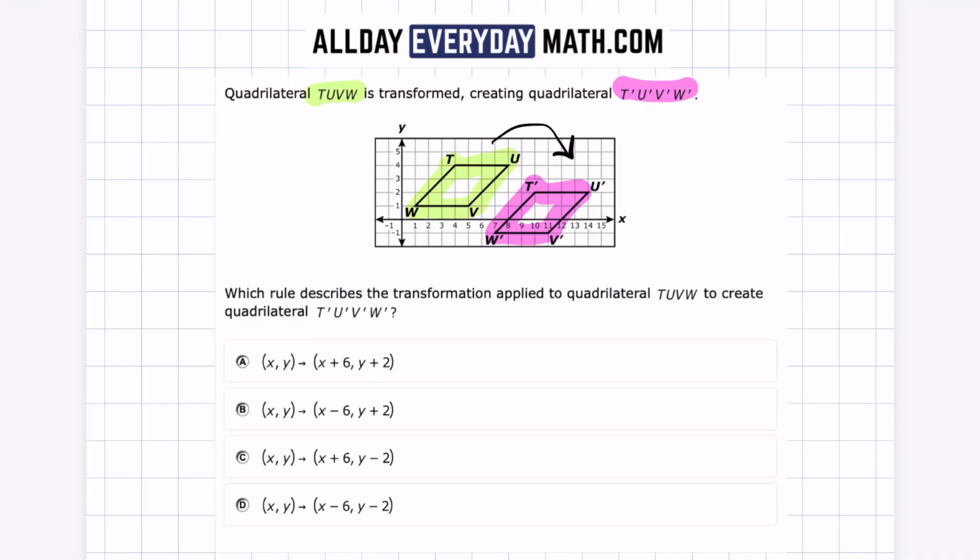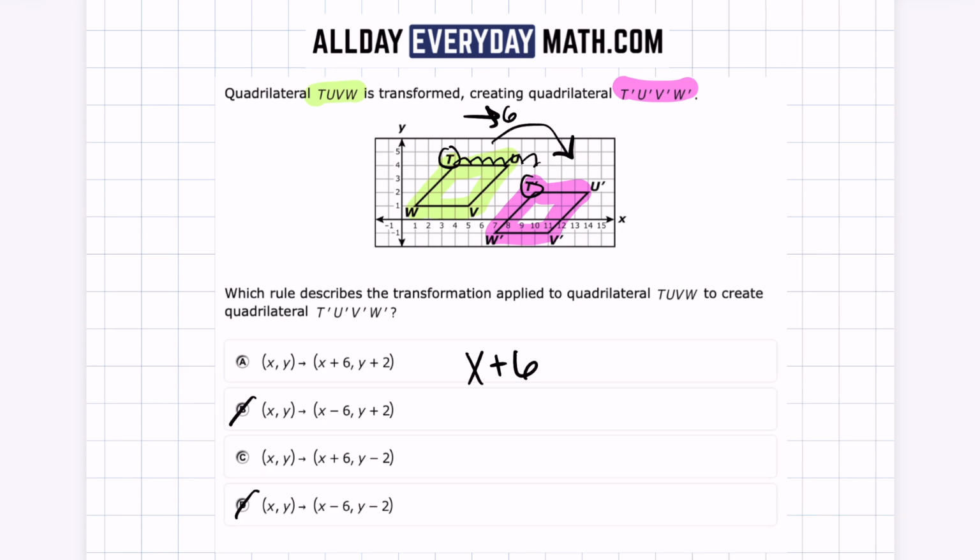So let's look at how we get from T to T prime. Starting at T, we're just going to go to the right until we're even with T prime. And so that's going to be 1, 2, 3, 4, 5, 6. Okay, so we went 6 to the right, and so our x values increased. And so the rule for the x values is going to be x plus 6. So we can eliminate B and D.